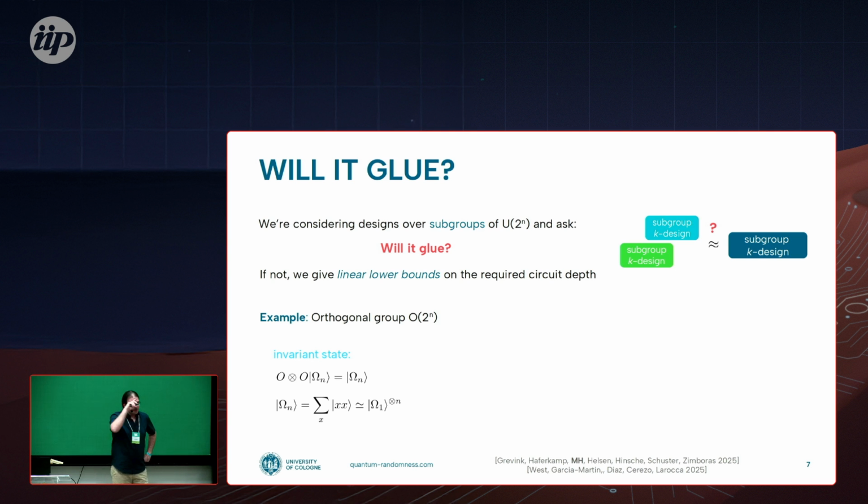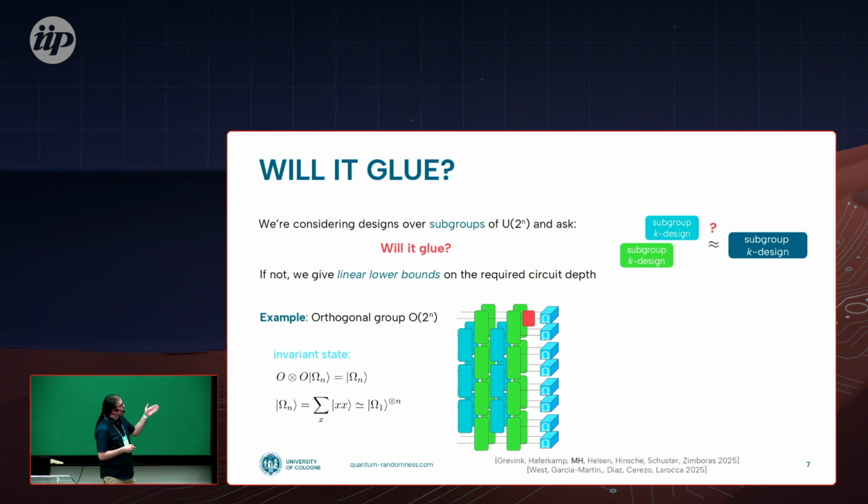So a nice example is the orthogonal group. So we just take real unitaries. And the important bit here is that the two-copy action of the orthogonal group has an invariant state, the maximally entangled state. And a nice feature about the maximally entangled state is that it factorizes over the qubits. And now we can actually exploit this. So let's consider a local circuit made from orthogonal gates, 2 copies of it, and we let it act on these copies of the maximally entangled state.